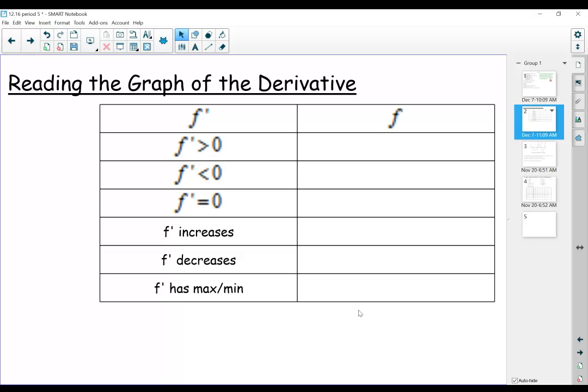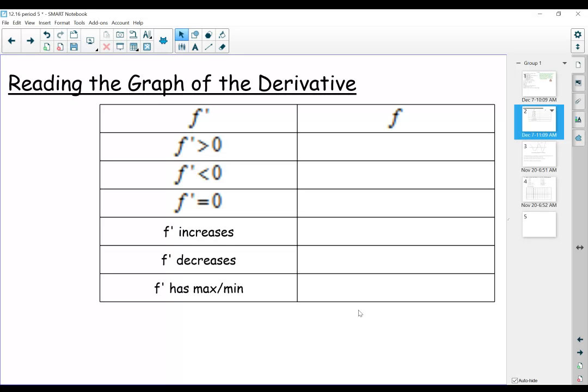So to start us off, we're going to go back and remember a little bit about our chart. When we're reading graphs, you're always going to ask yourself, who am I looking at and who are they asking me about? Most of the time you're going to be given the graph of the first derivative, and you'll have to read that graph differently than if it were the function. So let's recall what the derivative graph will tell you about the function.